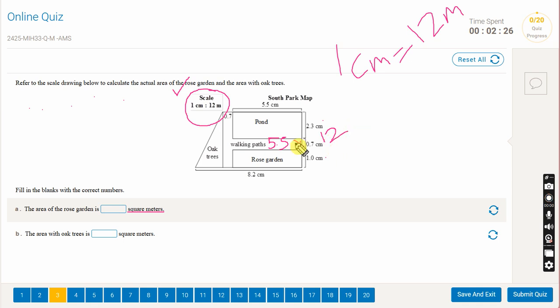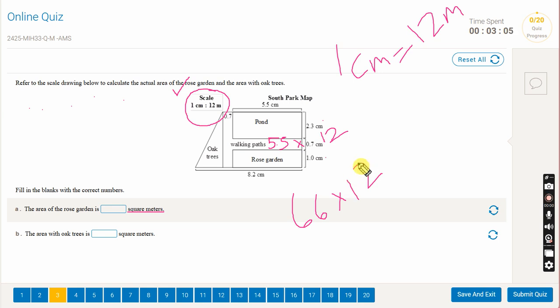We want to convert this into meters, because they want the answer in meters. So convert the values to meters before continuing. 5.5 times 12 will be 66. And 1 times 12 will be 12. Now I know what the formula is. Remember, the main aspect of this quiz is to memorize the formulas and which formula is used for which shape. So keep those things in mind.